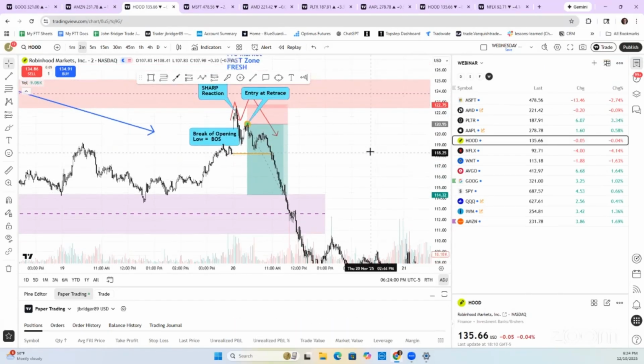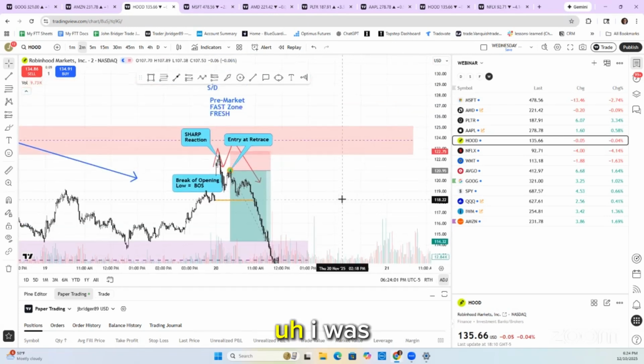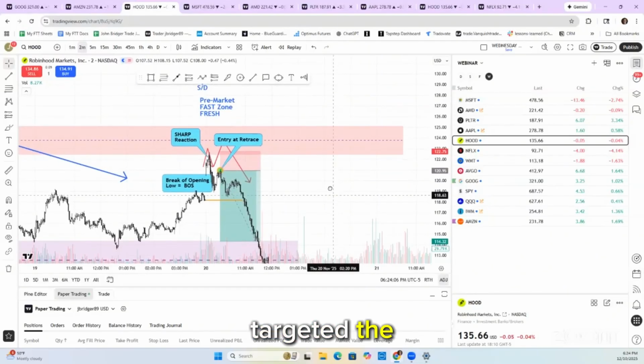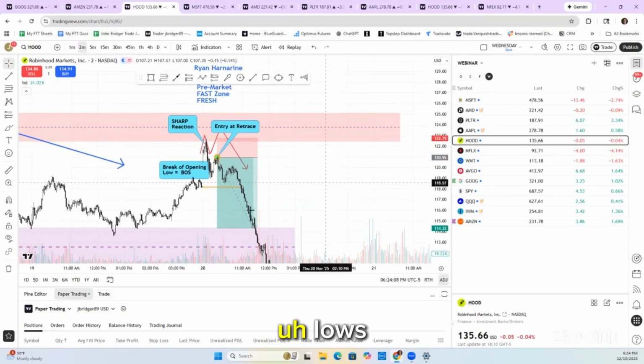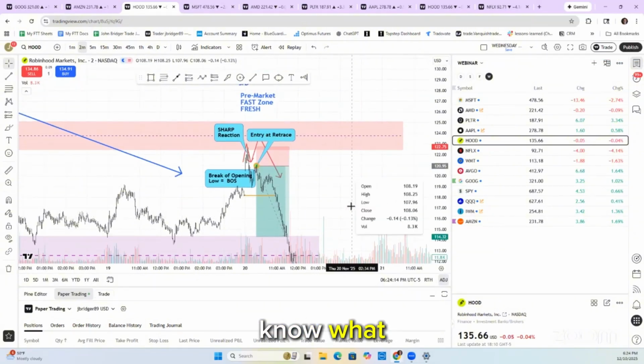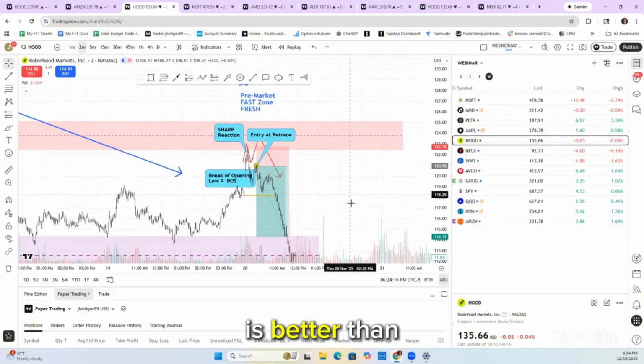Oh yeah, definitely. After I looked at it, I was being way too conservative because I could have targeted the pivot zone lows. Yeah. How the market has been recently, I'm like, you know what? A small win is better than a big loss.